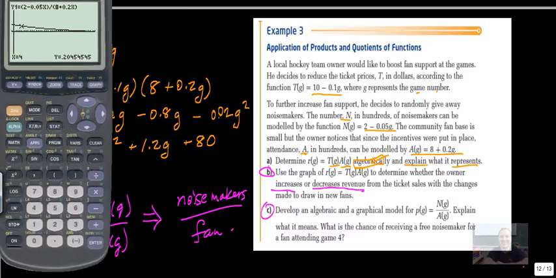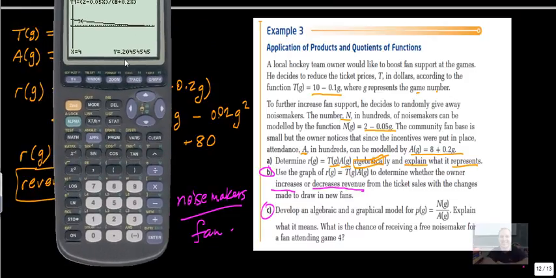So it's not 20 per fan, but this would represent a 20% chance. Yeah. So you have a chance of 0.2. Okay. So 0.2 noisemakers per fan. That makes more sense, I guess. Yeah. 0.2. So you have a 20% chance at game 4. Make sense?